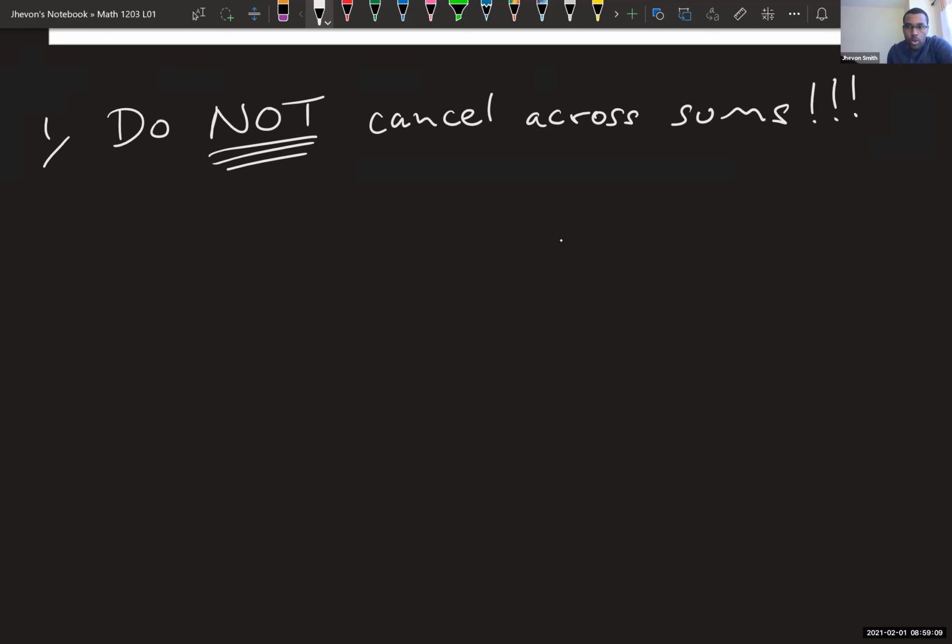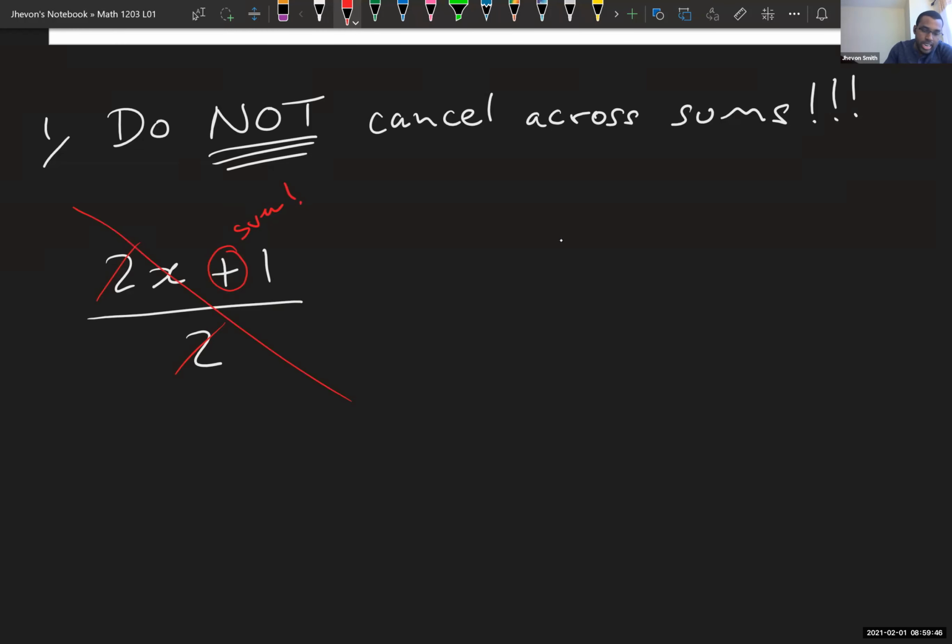Cancel across a sum is the following. You need to remember from algebra, canceling is when you have things in common and you strike them out and you can get rid of them and simplify. But you should know that you can only do that across multiplication. You cannot do it across sums. For example, if you have 2x plus 1 all over 2, a very common thing for students to do is to say, I can cancel the 2's. You cannot cancel the 2's because this plus sign here is a sum. You cannot cancel across a sum. So this is actually incorrect.